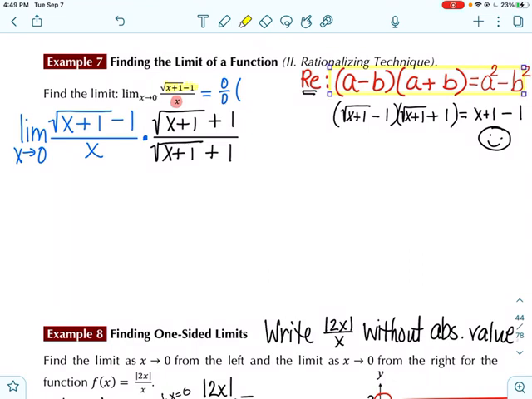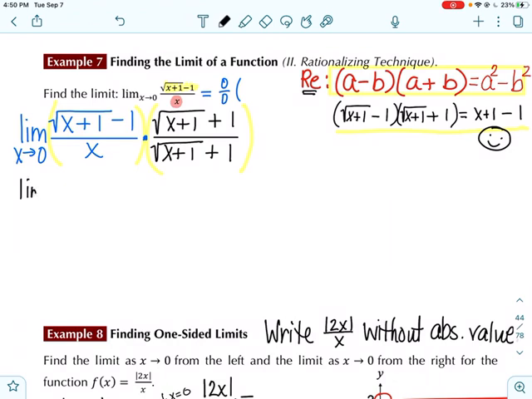But we can use this fact: if we can form an a squared minus b squared form, notice what we get here. We get x plus 1 minus 1. So a is the square root of x plus 1, and b is 1. If I multiply this expression by the conjugate, I can get rid of the radical problem. And notice what you get as a result: x plus 1 minus 1, which is just x.